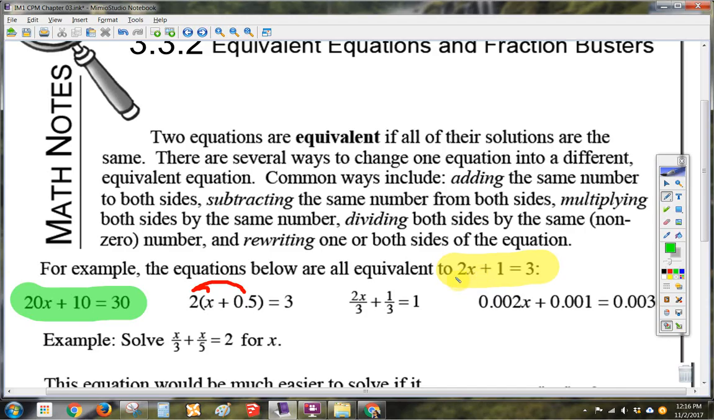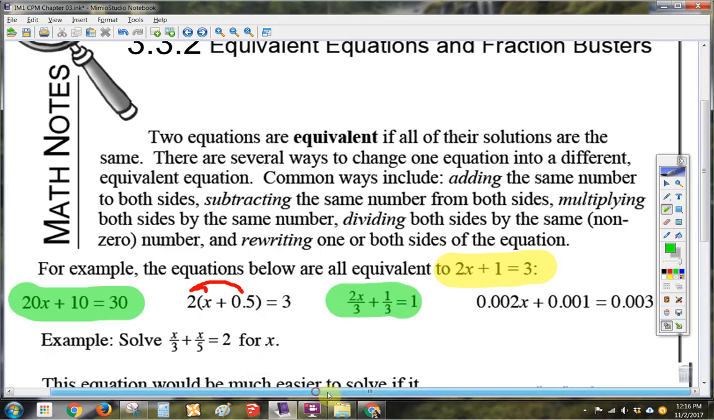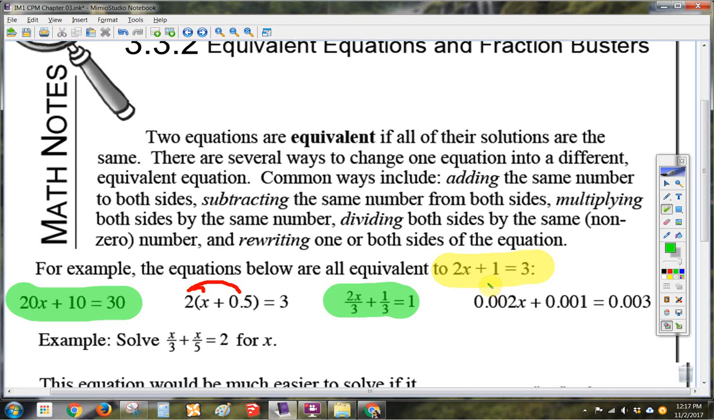Or we could divide everything by 3. So if we divided 2x by 3, we get 2x over 3. We divide 1 by 3, we get 1/3. We divide 3 by 3, we get 1. That gives us that equation. Here's another version where we have divided everything by 1,000 and put it into decimal form. So 2 divided by 1,000 gives 0.002x, 1 divided by 1,000 gives 0.001, and 3 divided by 1,000 would be 0.003. So these are all equivalent expressions.